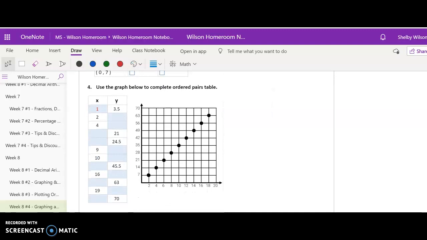And then the last problem is we give you a graph and we want you to fill in the blanks for this table. So for example, if my x value is 2, so that's right there, I need to figure out what my y is. Well, that point right there looks like it's at 7. So my ordered pair would be 2, 7.